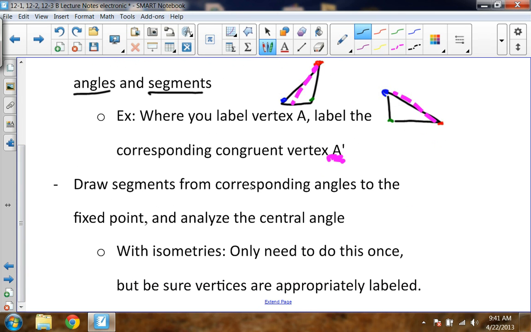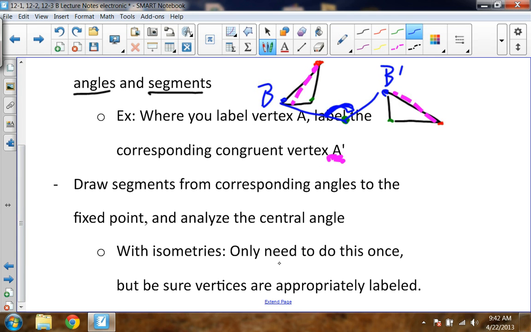Draw segments from corresponding angles to the fixed point and analyze the central angle. So let's say that my fixed point for this rotation, I know it's a little scruffy there, but let's say that here was my fixed point right there, and I wanted to rotate this down to here. Okay, so if I have, let's say I called this one B and B prime, I want to draw a segment from here to here and from here to here. And then I'm going to use that central angle and say, okay, how far did I travel there? How many degrees is that? Maybe it's like 120 or whatever it is. But drawing these two things actually shows how far I did rotate. So that's really what we're doing.